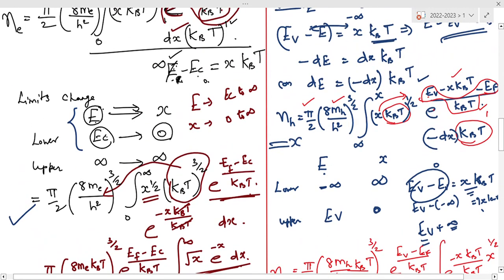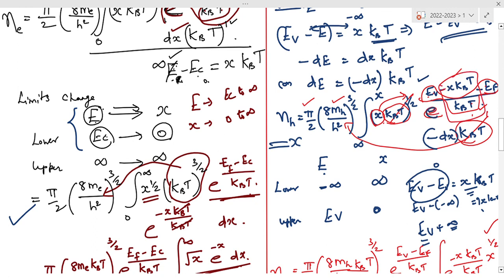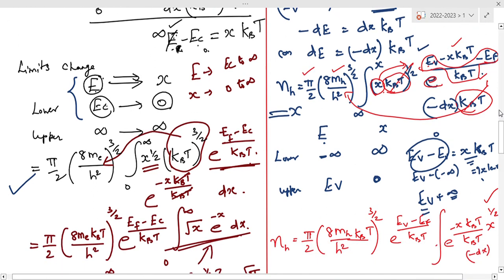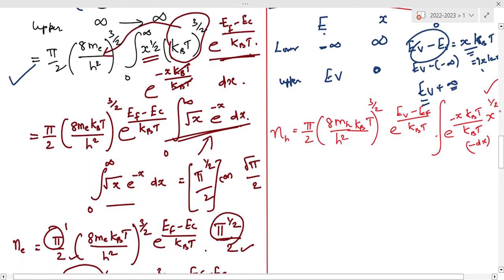Just I am explaining here again. x power half here, and then kBT power half and kBT power 1 are taken here for 3 by 2, and then e power (EV minus EF) by kBT is taken before the integration sign, and then we have e power minus x kBT by kBT taken here. Now this limit is written with the lower limit as infinity and the upper limit as 0.